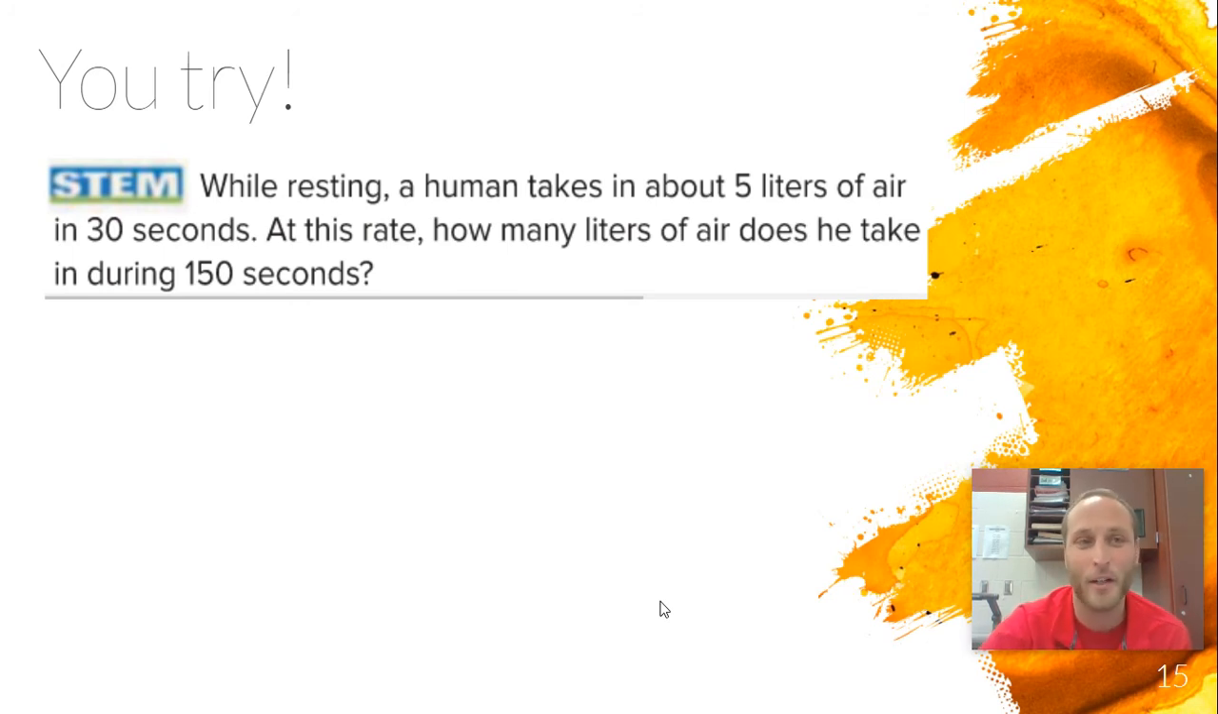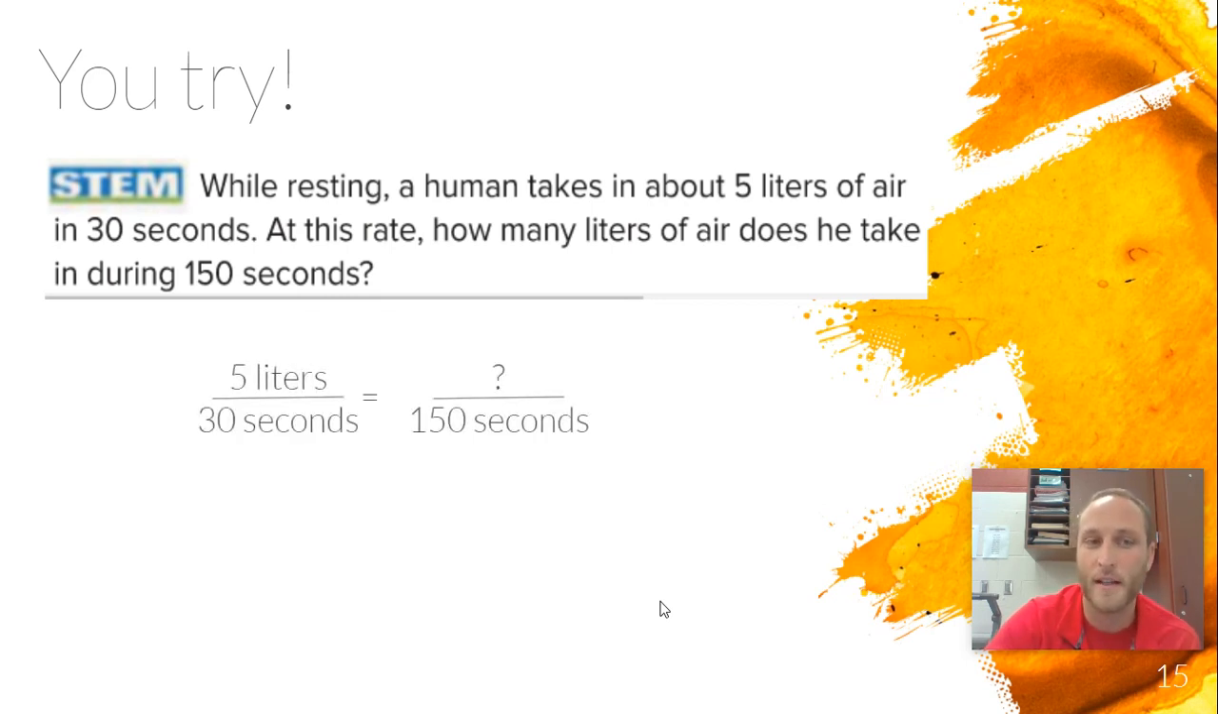All right, this is the final one. This is kind of a STEM related question. I want you to try it. You can do any of the methods that we've talked about today. Just try to figure out how to set this up and then work it out. While resting, a human takes in about 5 liters of air in 30 seconds. At this rate, how many liters of air does he take in during 150 seconds? So set this up. It should look something like this.